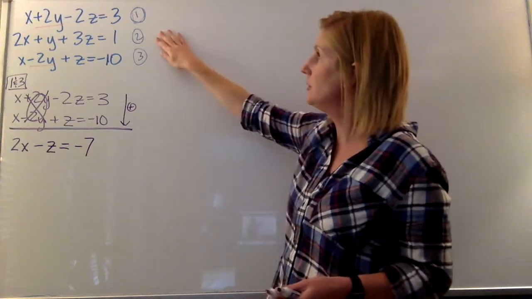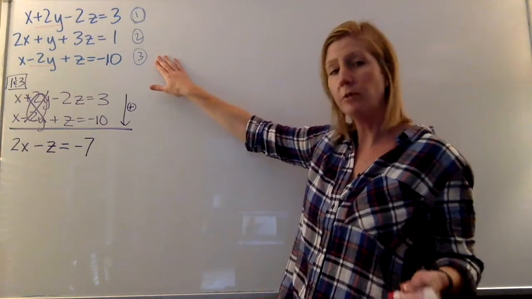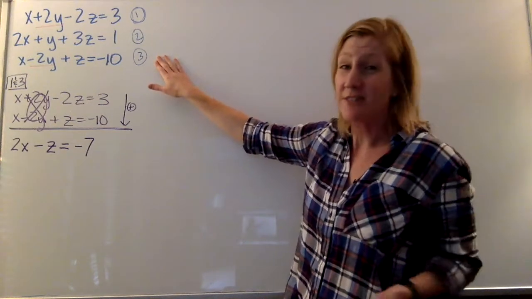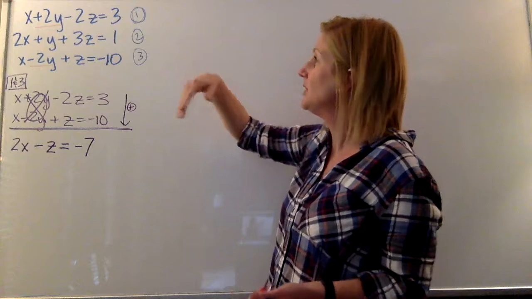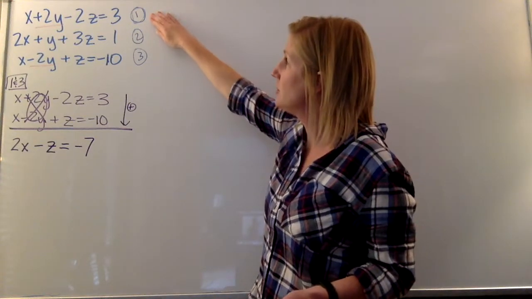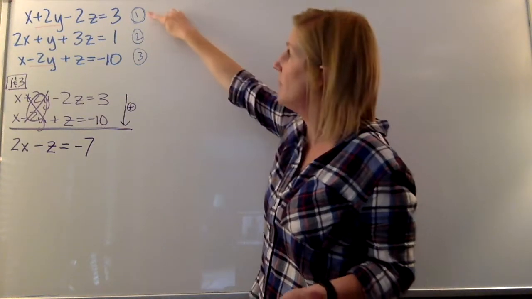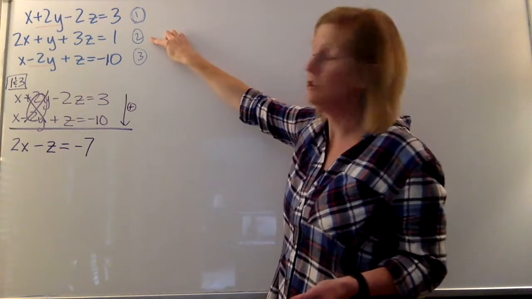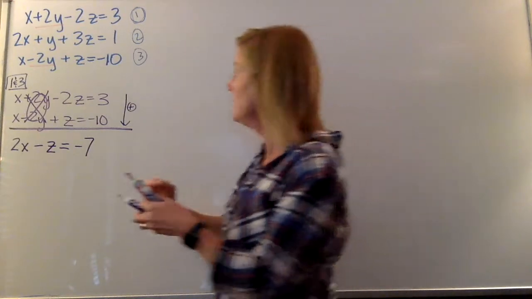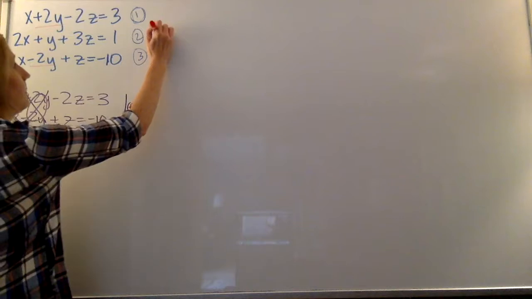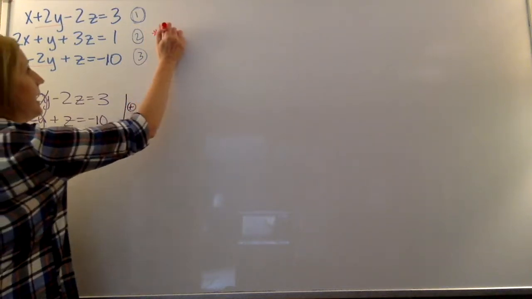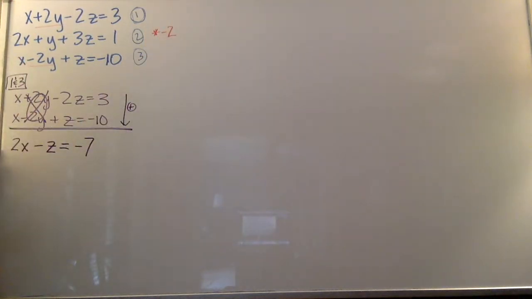I could pick 1 and 2, or 2 and 3. Which one would you like to use? We might choose the same, we might choose differently. I am going to look at what do I have to do to 1 and 2 to eliminate those? Well, 1 has a positive 2y, number 2 just has a positive y. So I'm going to multiply equation 2 by a negative 2, because that will help me eliminate that y value.